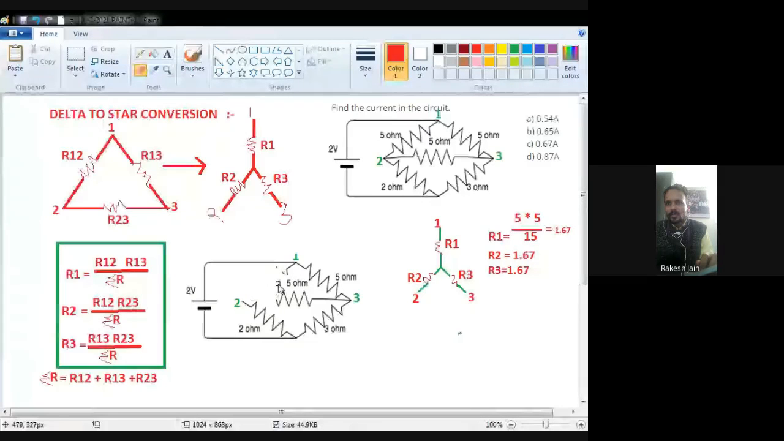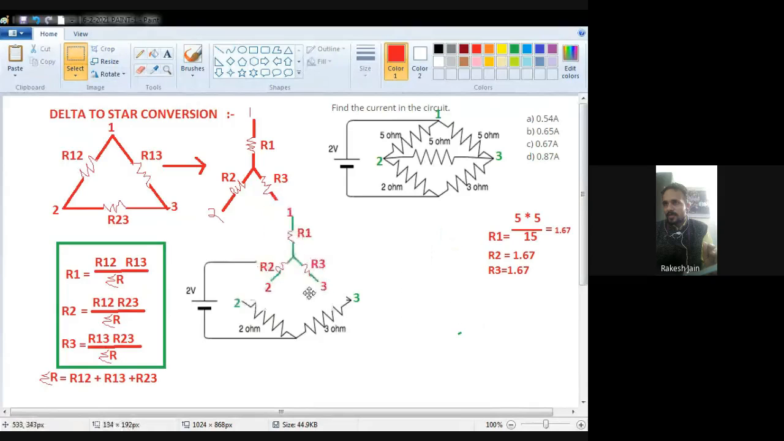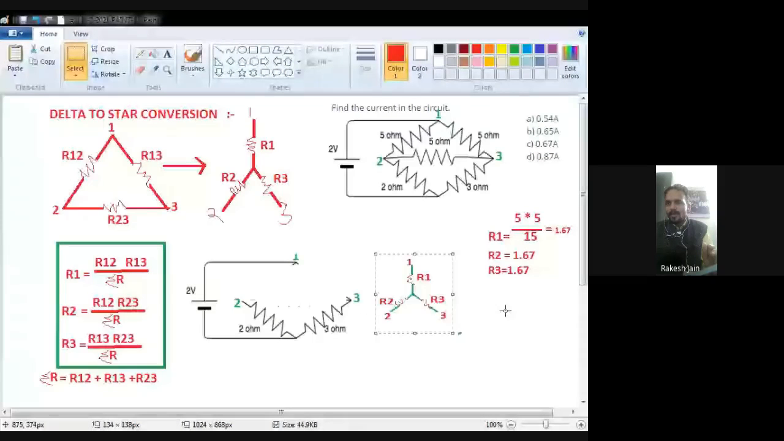Now your question diagram approach will be changed completely. Your question diagram was this one. Now instead of these 5 ohm, 2 ohm, 5 ohm, 5 ohm, 5 ohm, 3 ohm resistances, you just remove these 3 resistances first of all. So I just remove these 3 resistances from there, and instead of this delta connection, put there the converted star form.